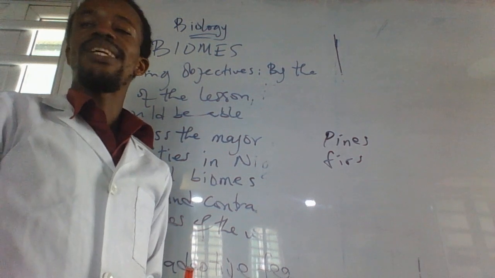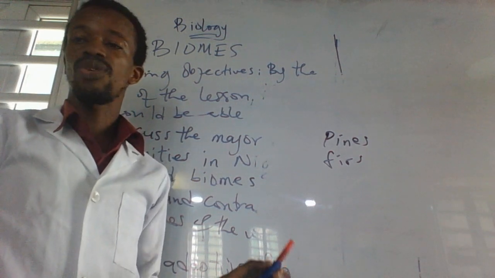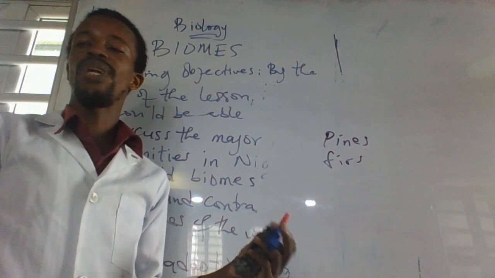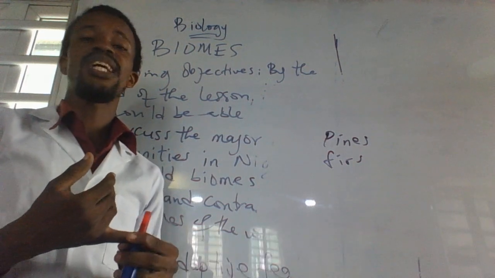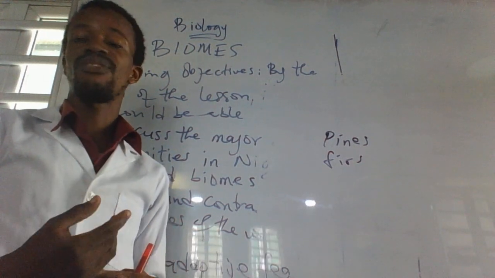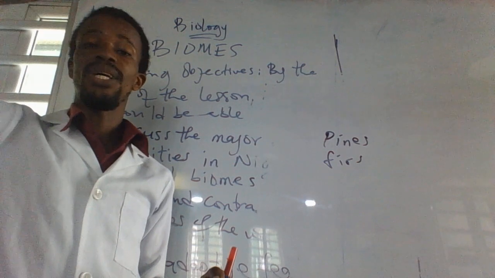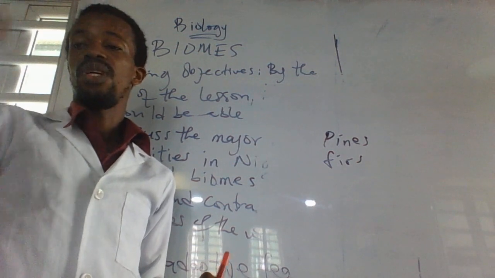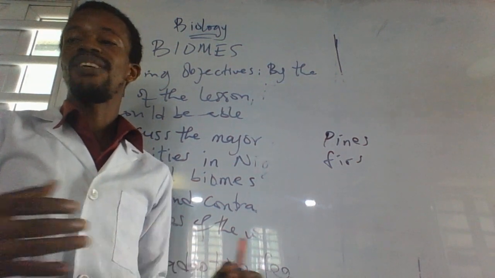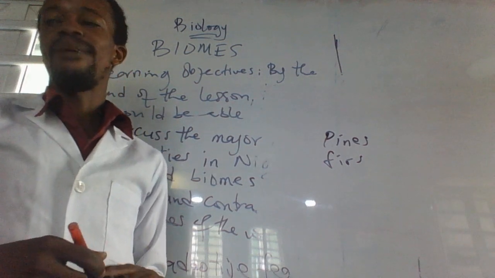Then the third one we have is the temperate scrub. Temperate scrub is a forest with the following characteristics. One, it consists of drought resistant scrub plants and dwarf trees. The trees are not too tall, they are very short. They are fire resistant too. An example of this kind of vegetation is the maquis.